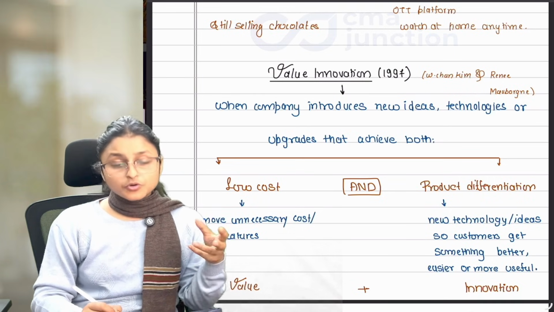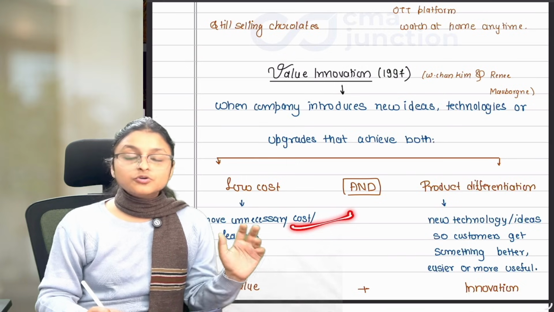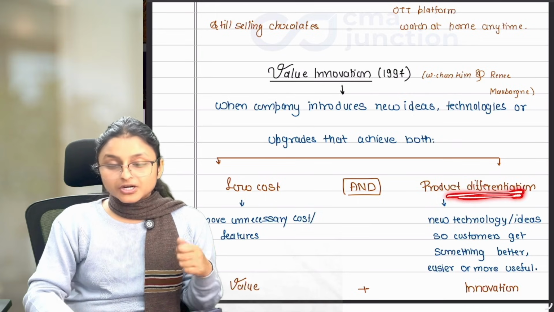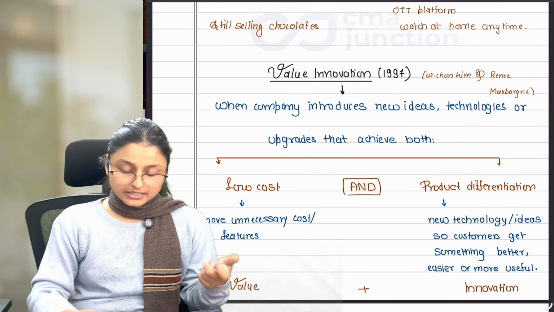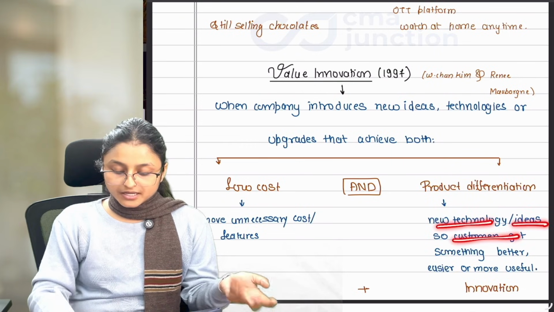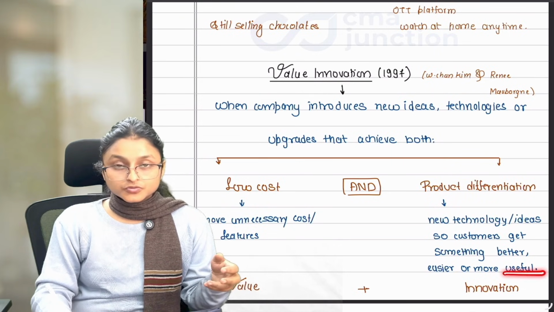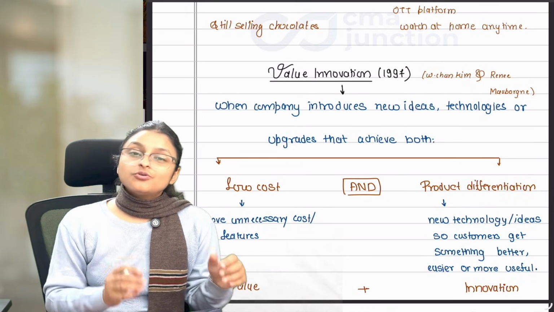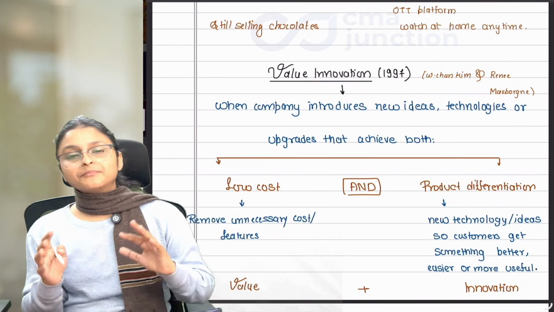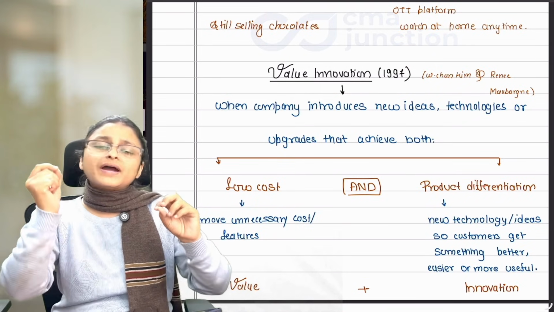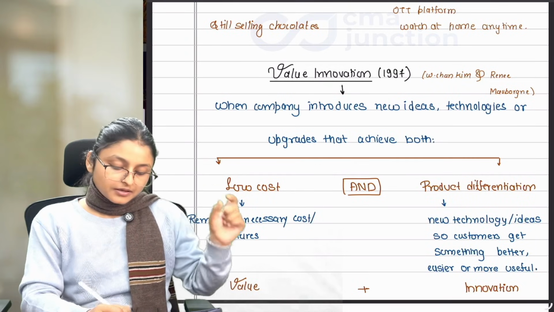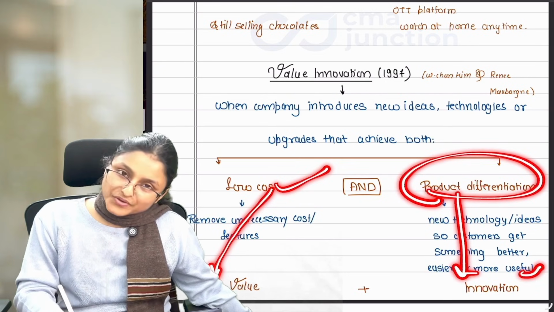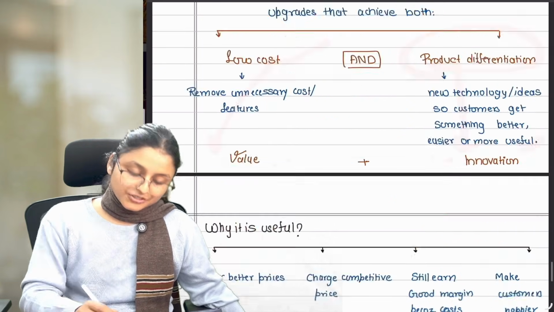What is low cost? If you want to reduce the cost, you can remove unnecessary costs or features which are available in your product. If you want to make your product different, value innovation does this only, right? They make new technologies, ideas, so the customer gets something better, easier or more useful, something completely new. Low cost means value. Low cost is value creation. Value creation can happen by improving the quality, by providing something new, providing something different. That means low cost also leads to value. And product differentiation leads to innovation. And that is why this is known as value innovation.